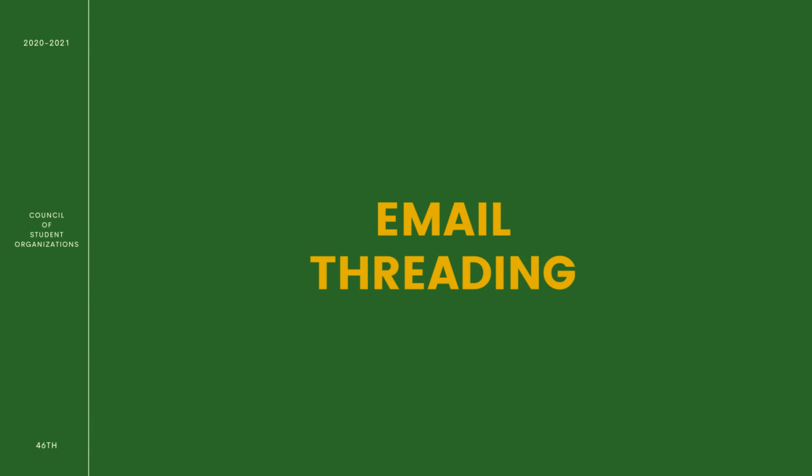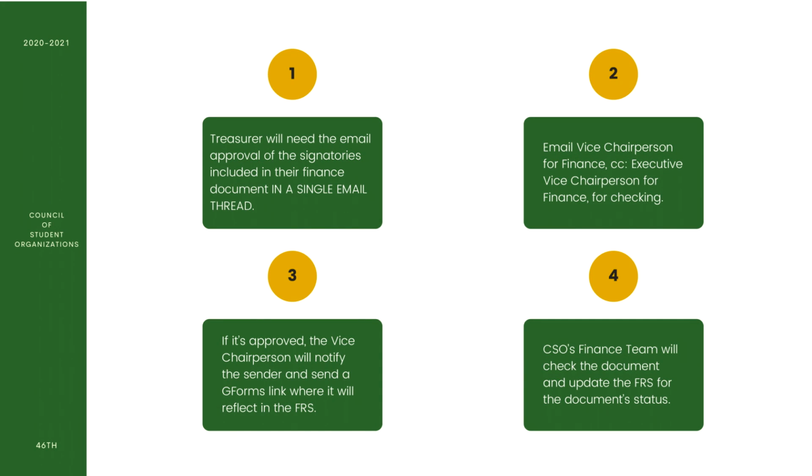Lastly, we will discuss how these finance documents are submitted. This online term, email threading, is very important since the accounting office will account not only for the organization's finance documents but also the permission of each signatory. So first, the treasurer, or the person who will send the email, will need the email approval of the signatories included in their finance document in a single email thread.